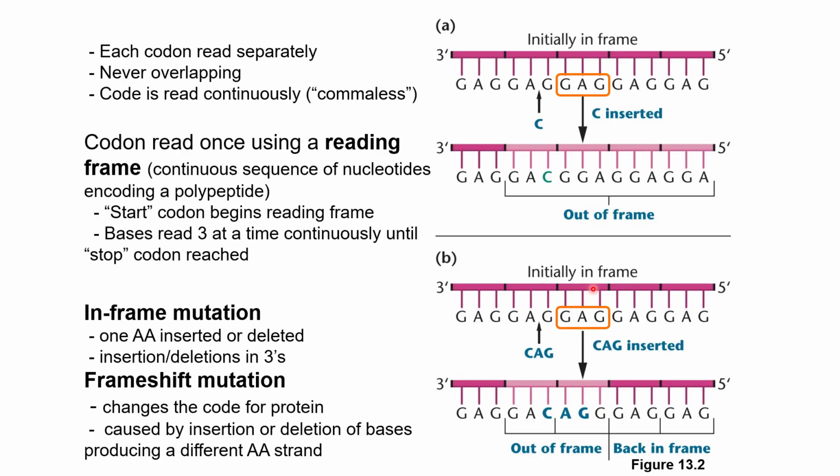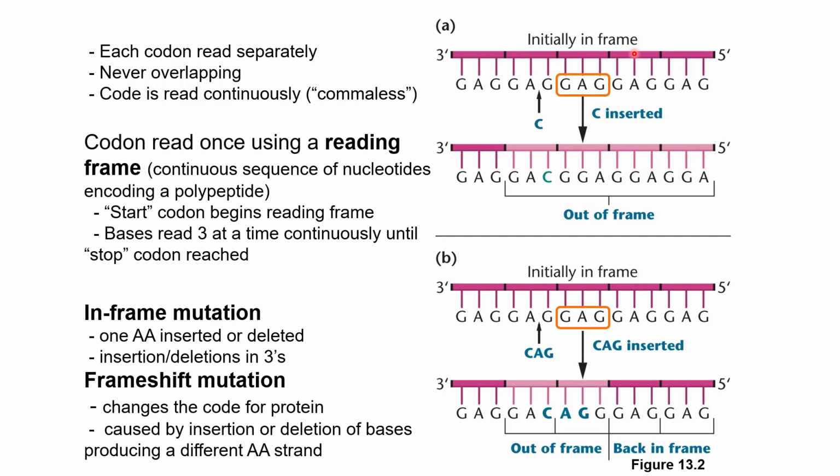Now, each codon gets read separately, so they don't overlap. What that means is, if I start here, and this is the initial frame, I'm going to read 1, 2, 3, 1, 2, 3, 1, 2, 3, 1, 2, 3, 1, 2, 3. I don't have overlapping in that. It's never overlapping. It's read continuously. You can think about these three letters as words, and you don't have any commas in there.